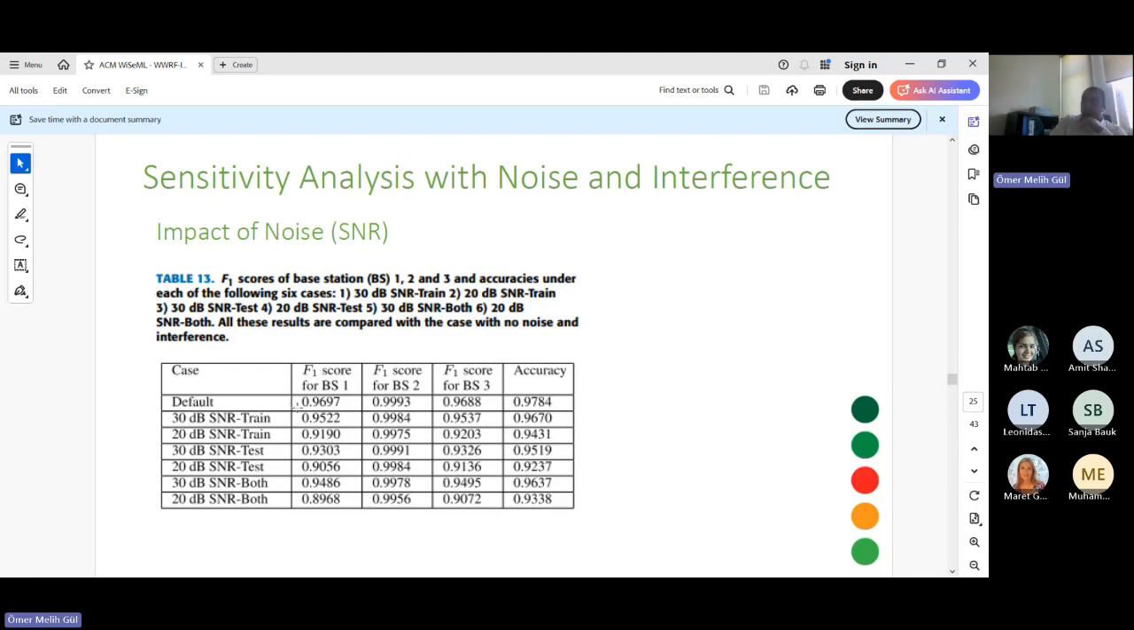Then all the scores are more than 90% and mostly more than 95, but there is one issue. Here we have 20 dB SNR in both cases, and it is nearly 90% F1 score for base station 1, and the others are still perfect. And the accuracy here is always more than 92%.